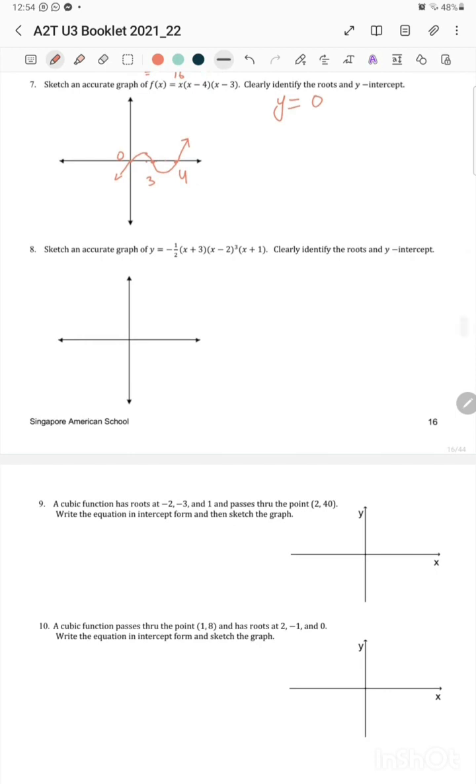Sketch an accurate graph. The negative means going in the negative trend, from like this. Minus 3, plus 2, minus 1. Negative 3 and negative 1 have single roots, so it would be single roots. 2 has a triple root.